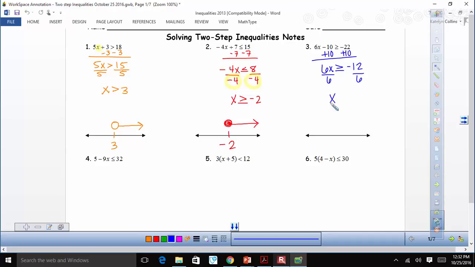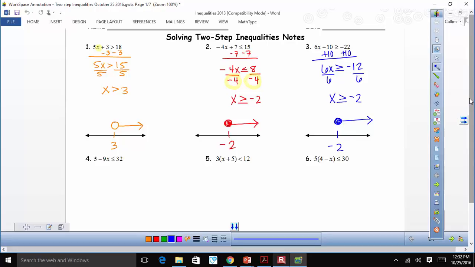And so, am I flipping any signs here? No, because the number we're dividing by is not negative. So it would stay x is greater than or equal to, and negative 12 divided by 6 is a negative 2. So to graph that, I would come down and put a tick mark. I would put negative 2. Is it open or closed dot? Closed. And which way is it facing? The right. So it's basically the same graph from number 2. Right?